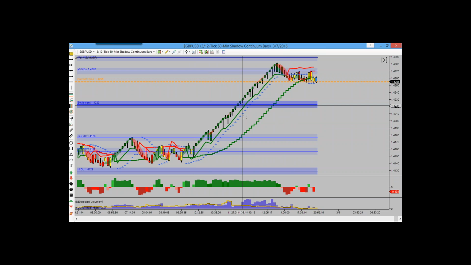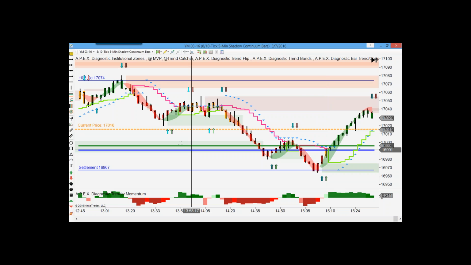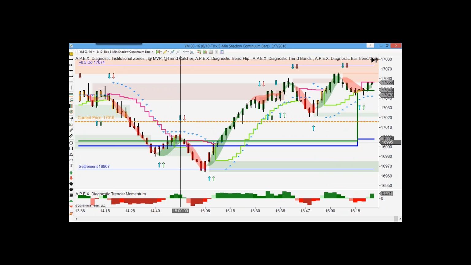That's an alchemy chart right there, Eric. What other charts do we have open here? Pound dollar. This is YM, the Dow from earlier today. This afternoon, bam, had one right there at 17,030, came down here to just under 17,000, 30 bucks.